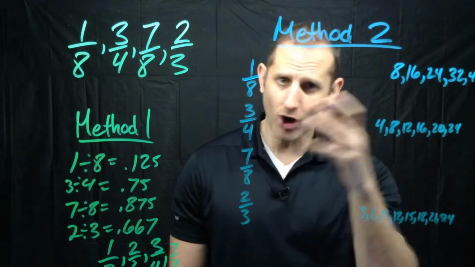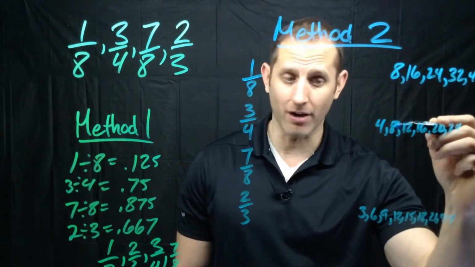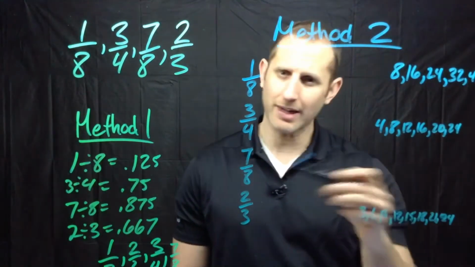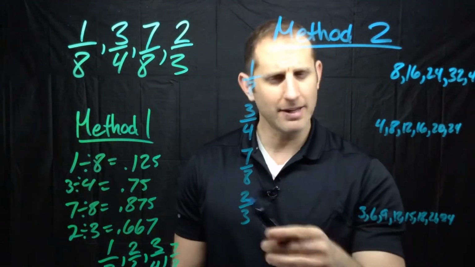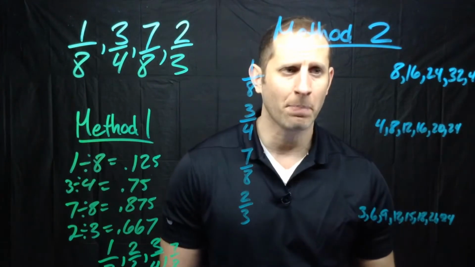So the first common number that I see here is 8. I see 8 shows up here, it shows up here, but it doesn't show up here. So I can't use that number because I can't multiply 3 by another whole number in order to get 8. So let's go to the next one.